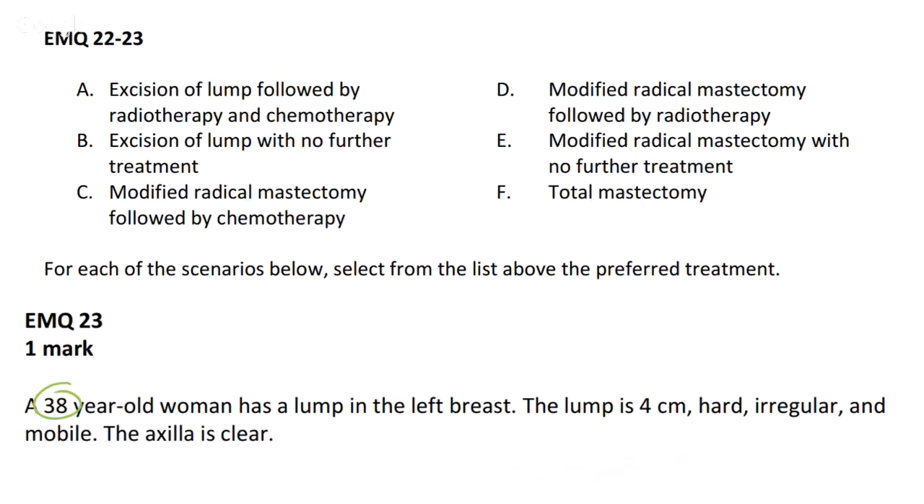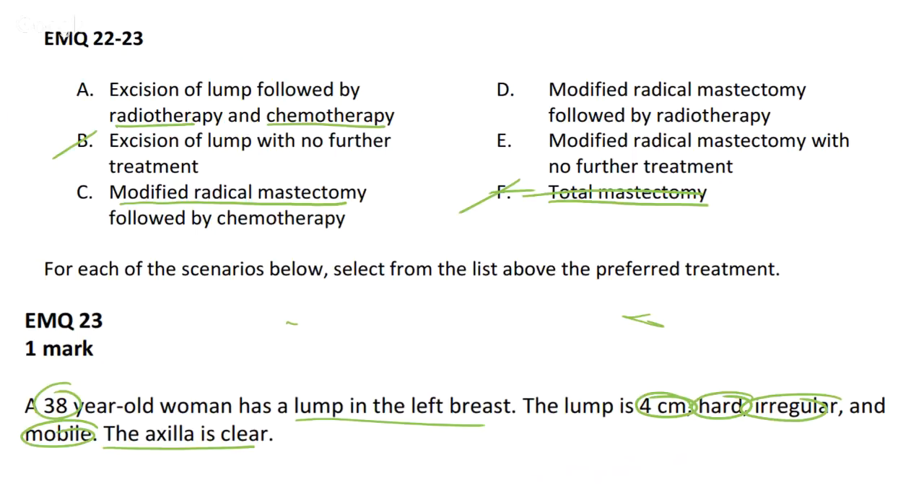Yeah. Okay. 38. Lump in the left breast is 4 centimeters. It's hard, it's irregular, and it's mobile, and the axilla is clear. So what would you do for her? Okay. So there's two things. So first of all, we have a modified radical mastectomy. We have a total mastectomy. Which one would you choose? Modified. Yeah, so you wouldn't do a total. Okay. Would you give her radiotherapy and chemotherapy? Probably. Okay, so we're definitely going to exclude that one.